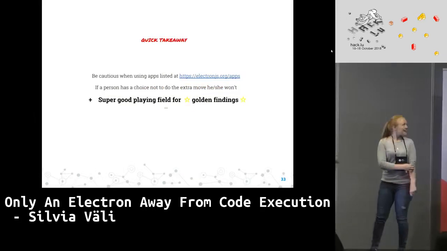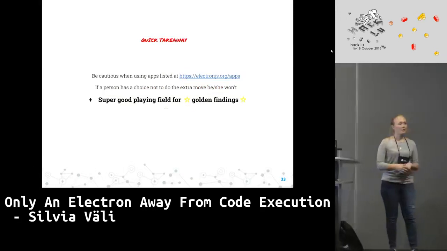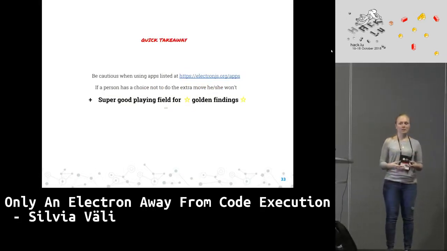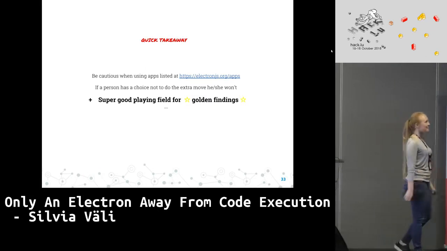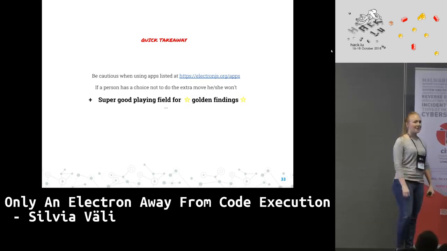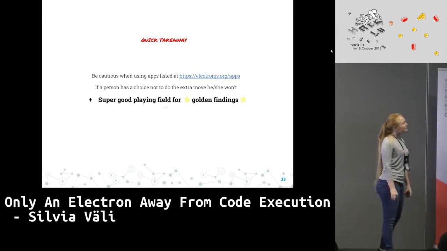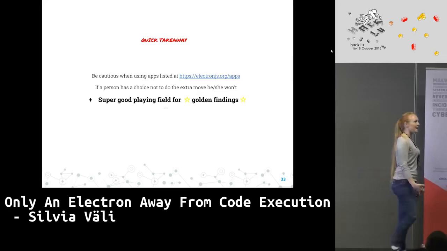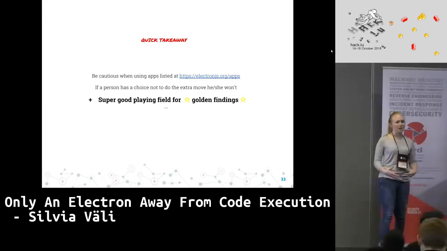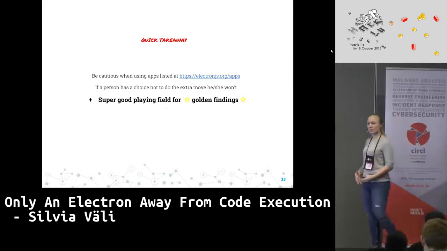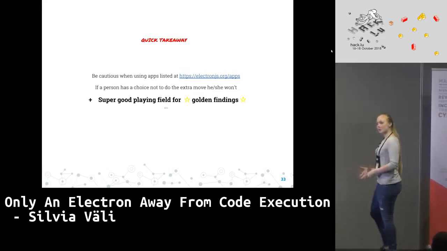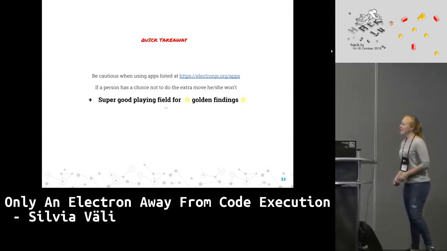And as a quick takeaway here, I think if you look into Electron applications, it's still a super good playing field to find new things because a lot of it simply has not been found yet. Even if you look at the count of CVEs, it's less than 10. And if you're seeing any of the applications that Electron is advertising on their site, be really cautious about which one you would use. Check it first yourself.